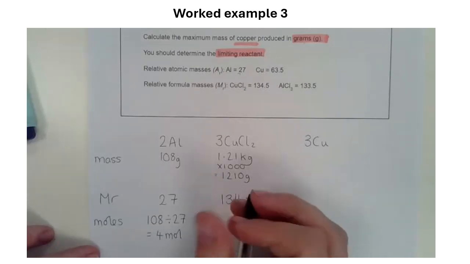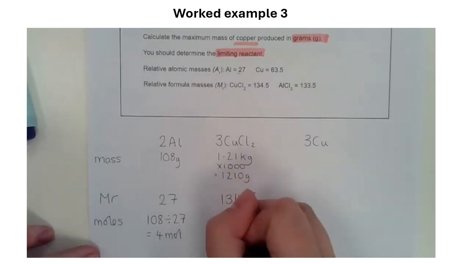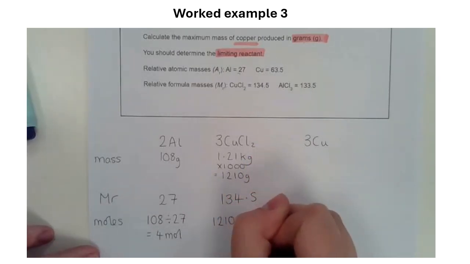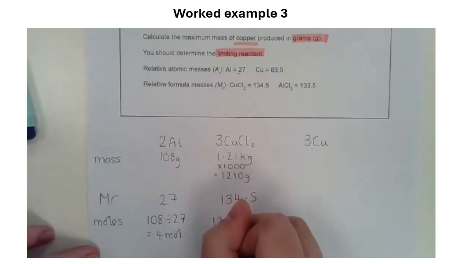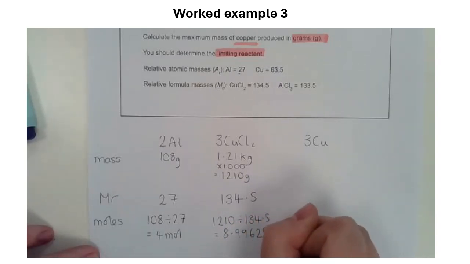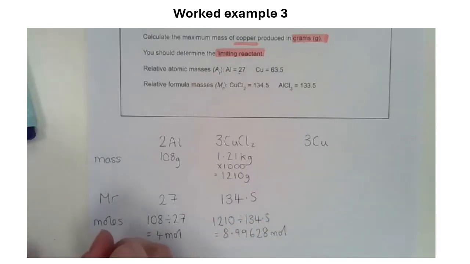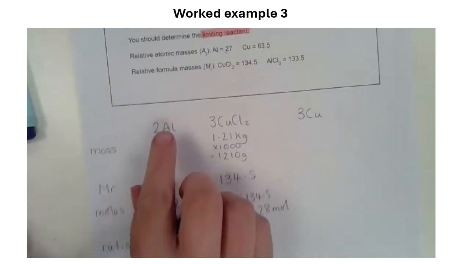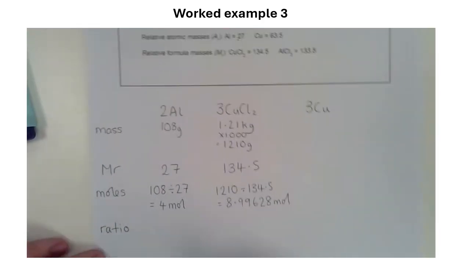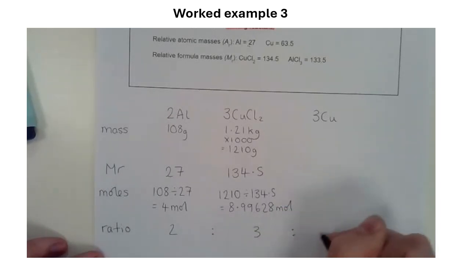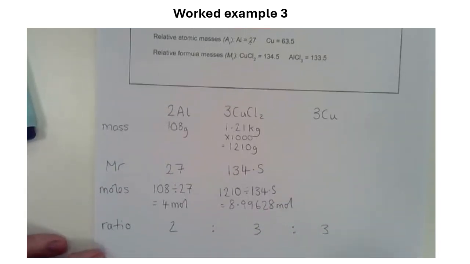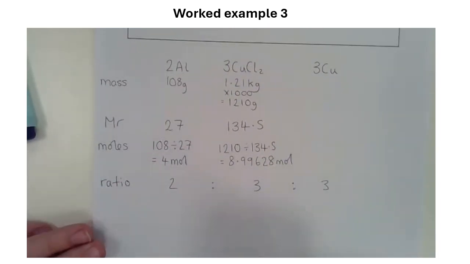For this example, I am going to have 1,210 divided by 134.5, which gives me a final answer of 8.99628 moles. And my ratio, based on these numbers at the front, my molar ratio is 2 to 3 to 3. Okay? Now I need to write my sentences.